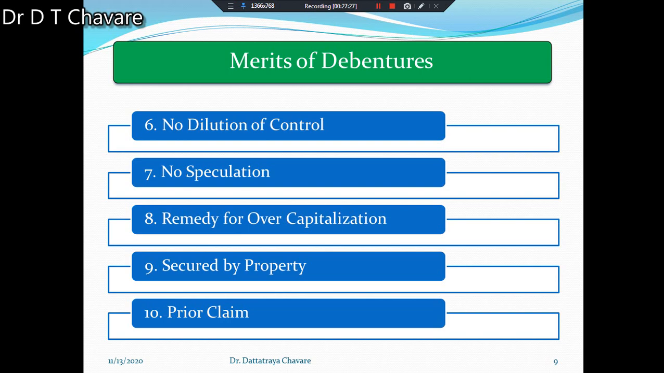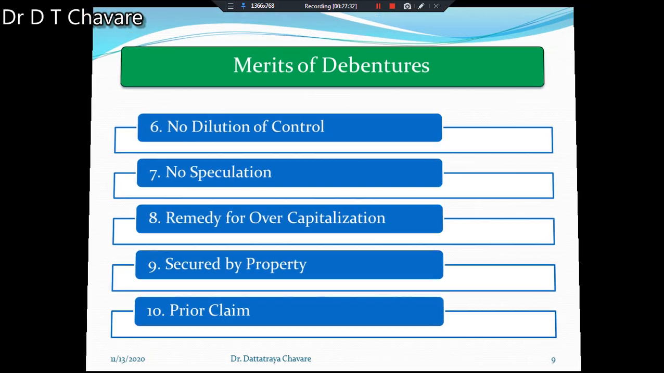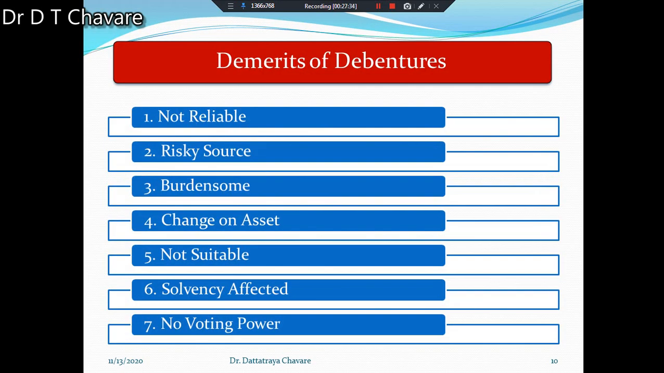This is one side of the coin. Now we have to study the other side of the coin, that is the demerits of debentures, and those demerits we have to study in detail. How many demerits are there? In this chart you will find 7 demerits. 1 plus half a dozen means how many? 7 demerits are there. First, not reliable.